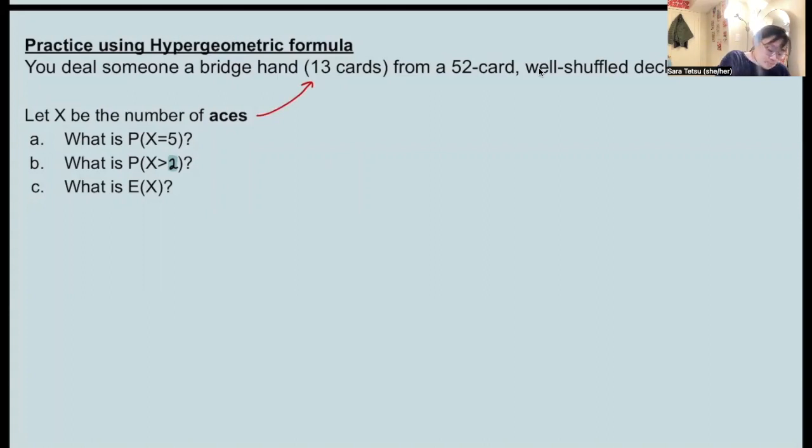Well, this is actually a bit of a trick question because the number of aces in a 52 card deck is 4. So the possible values that X can take on are 0, 1, 2, 3, and 4, right? Because in a bridge hand of 13 cards, you can have 0 aces, 1 ace, 2, 3, or 4. And in fact, you always have to have one of these values.